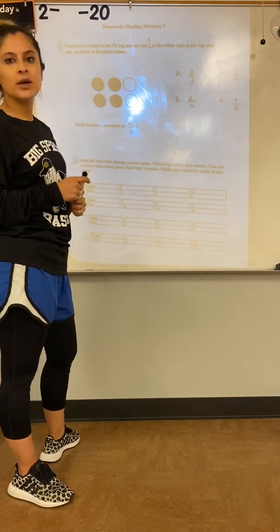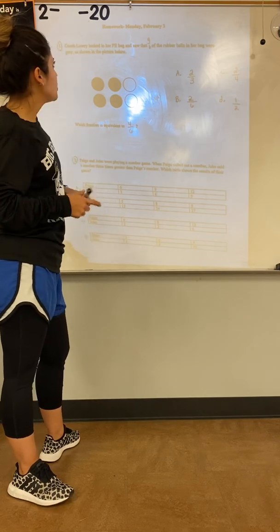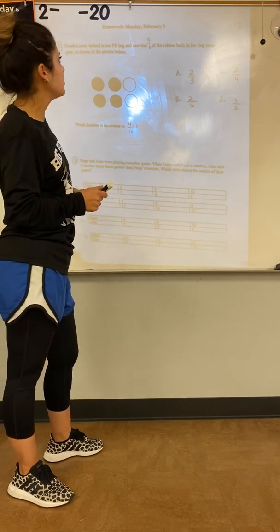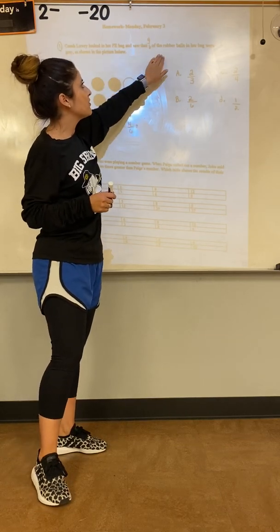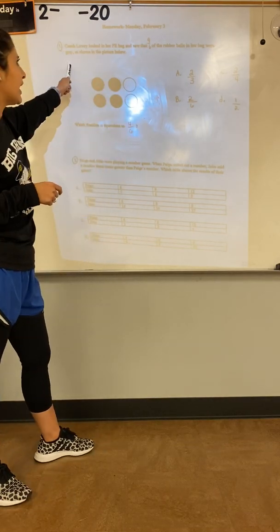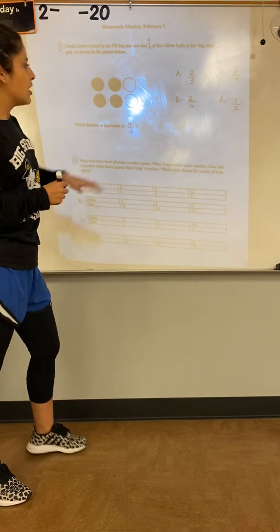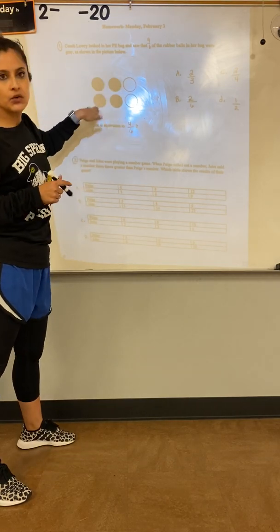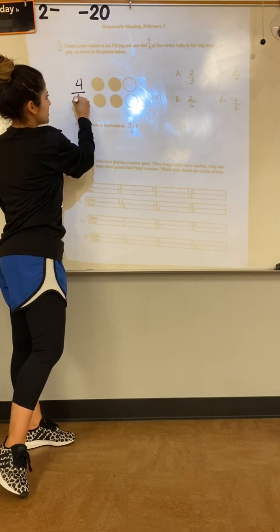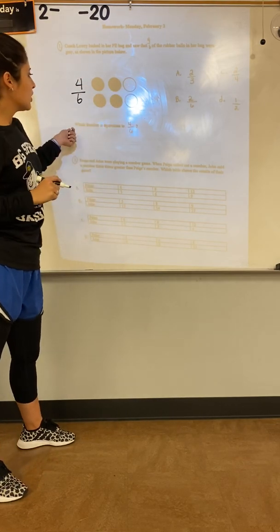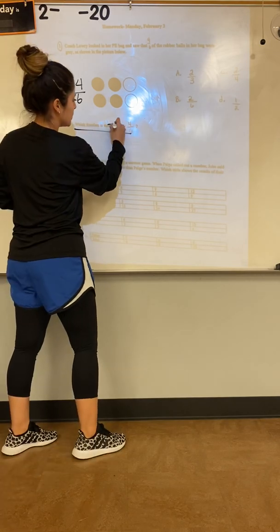So when we take a look at number 1, we have Coach Lowry. She looked in her PE bag and she saw that 4 out of her 6 of the rubber balls in her bag were gray, as shown in the picture. So our shaded in represents our gray. So when I take a look at this stimulus, I have 4/6 shown. Our question wants to know what fraction is equivalent.